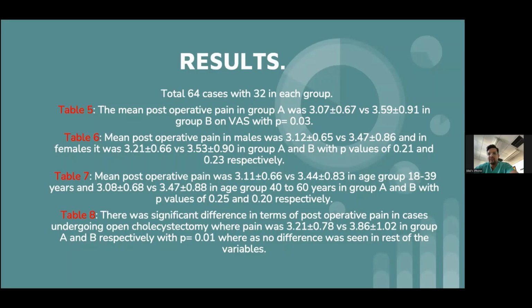Mean postoperative pain was 3.11 versus 3.45 in the age group 18 to 39 years, and versus 3.47 in the age group 40 to 60 years in group A and B, with p-values of 0.25 and 0.20 respectively. There was a significant difference as shown in table 8 in terms of postoperative pain in cases undergoing open cholecystectomy, where pain was 3.21 plus minus 0.78 versus 3.86. So a huge difference here, whereas no difference was seen in the rest of the variables. Okay, next slide, please.